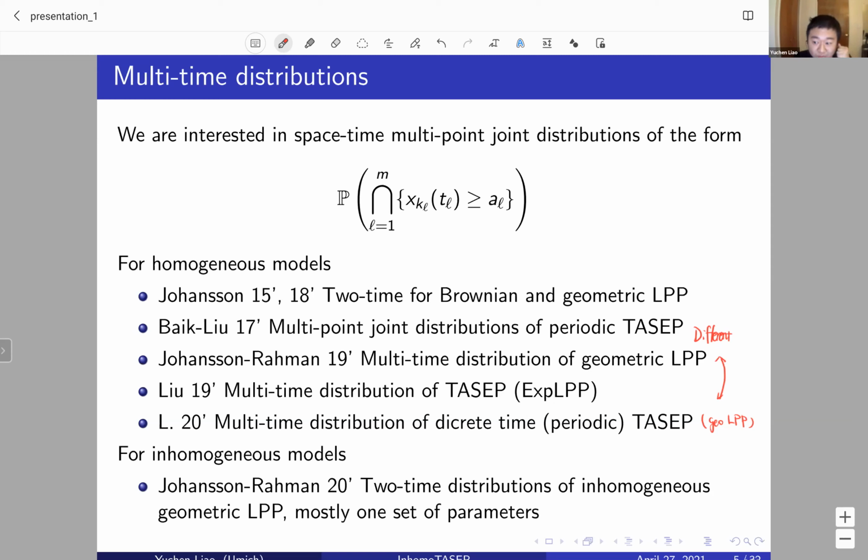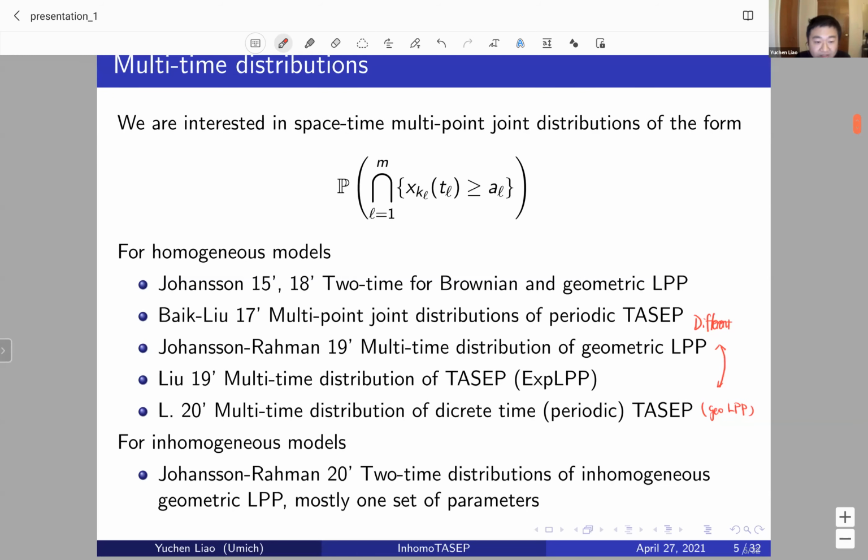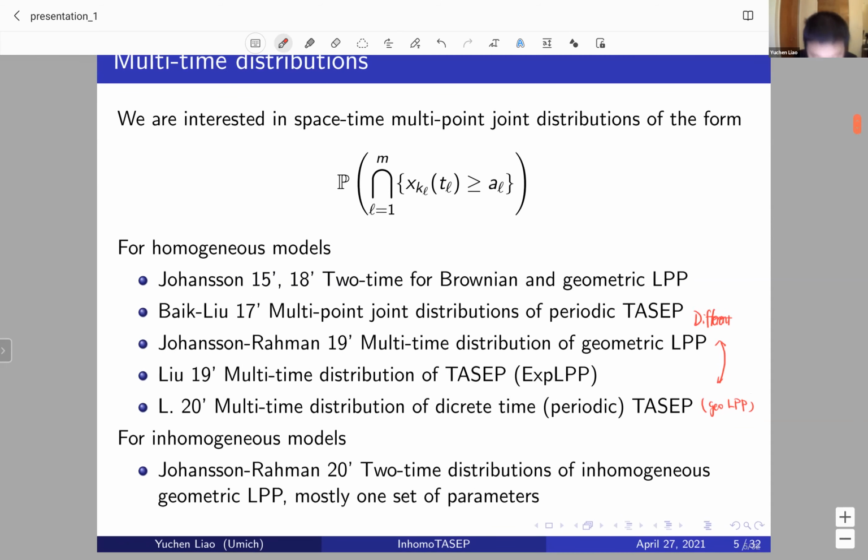Along this direction, there is some very recent work by Johansson-Rahman again. Actually, I didn't know that they were also doing that when I was doing this. But anyway, the results are parallel and not fully covered by theirs, so it's fine for me. What they did is they computed the two-time distribution of some inhomogeneous geometric last passage percolation. They have some formula that involves two sets of parameters, but ultimately they only carried out the calculation for one set of parameters, essentially either the row or the column, and for two times basically.